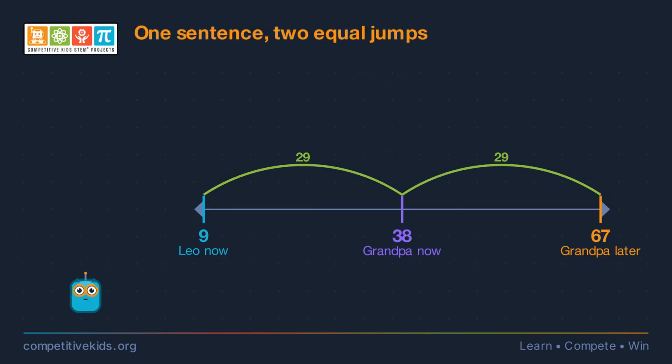See what happened. One little sentence was really hiding 2 equal jumps. From 9, hop 1 gap to reach Grandpa now. Hop the very same gap again to reach 67. Same hop, twice. That is the whole trick.